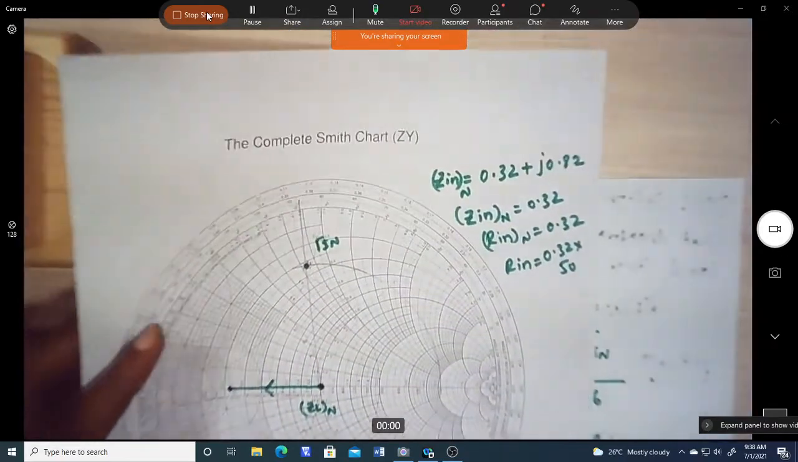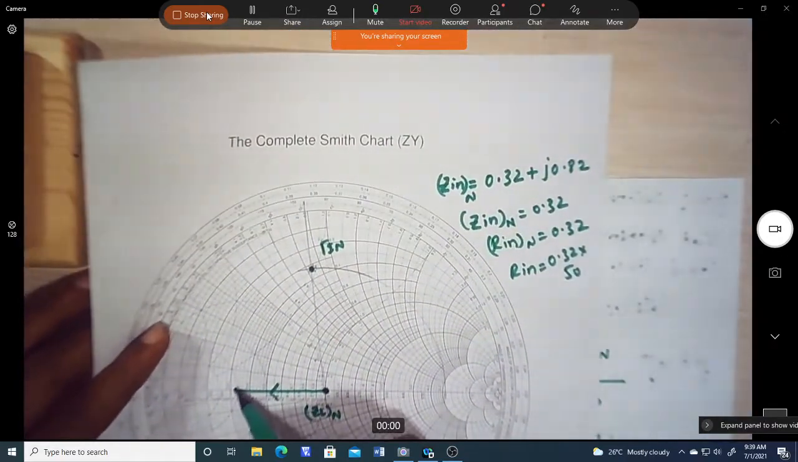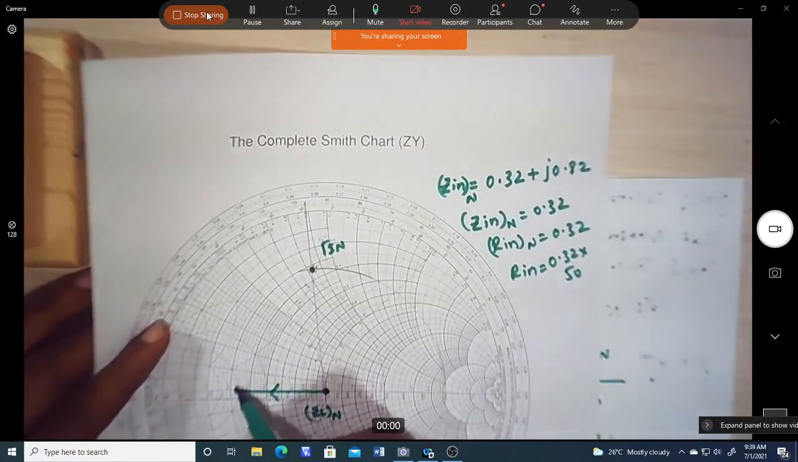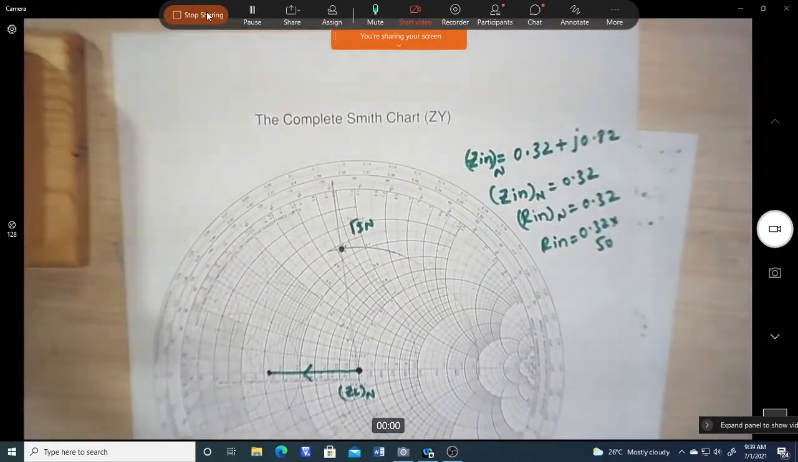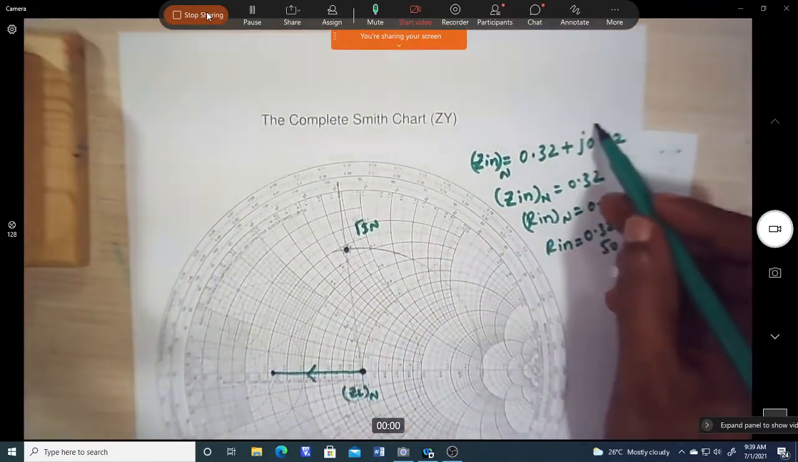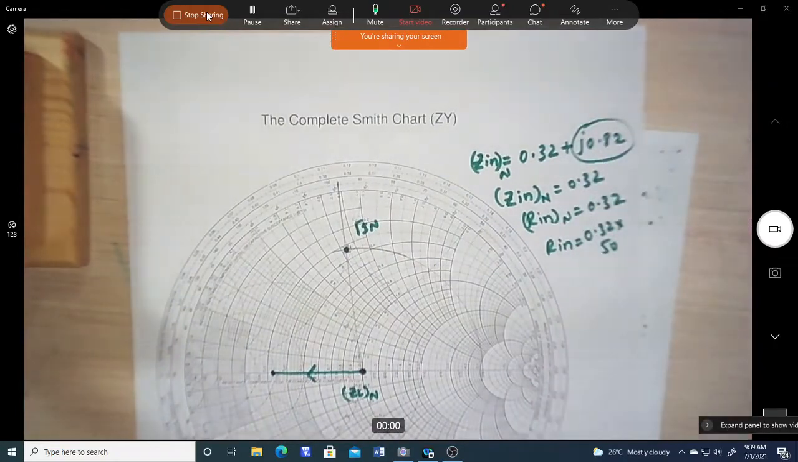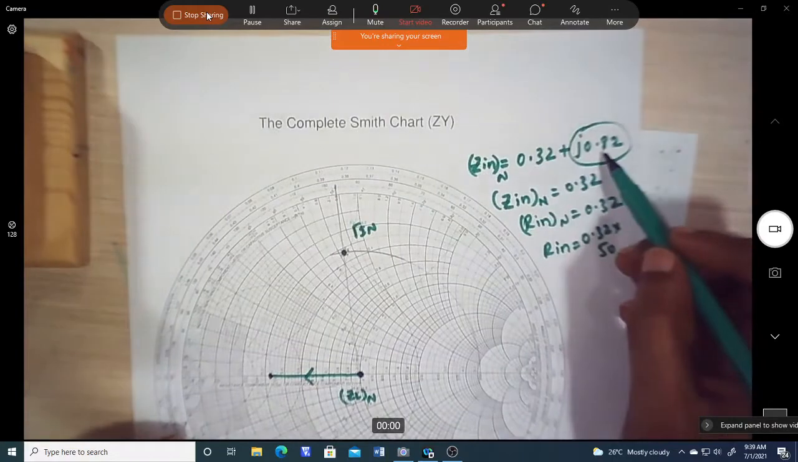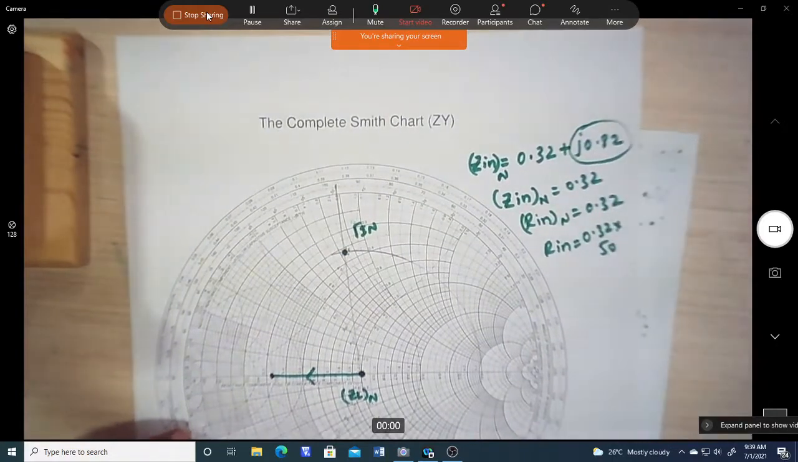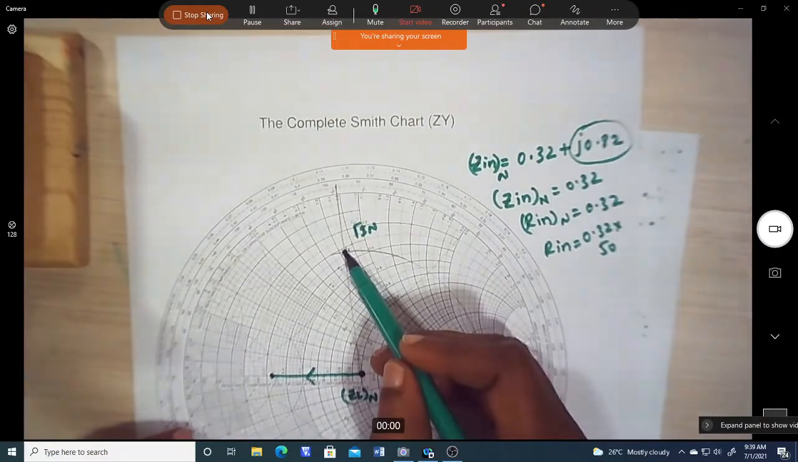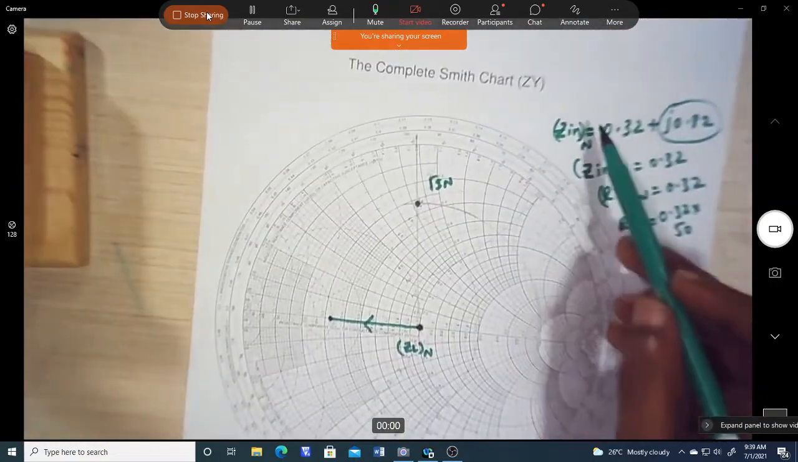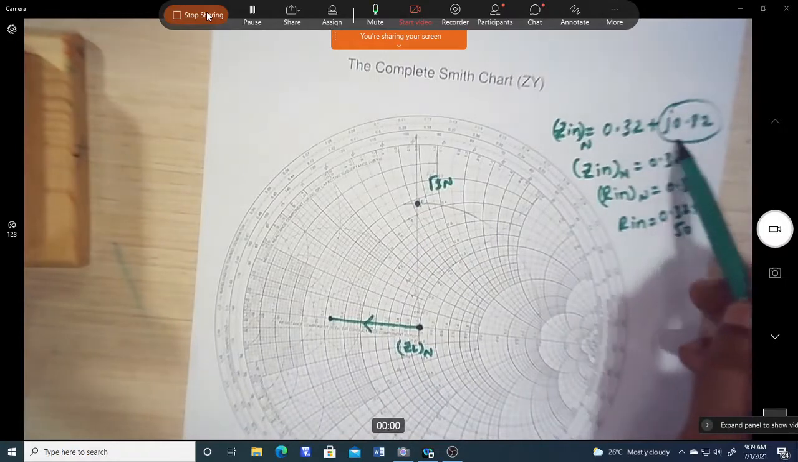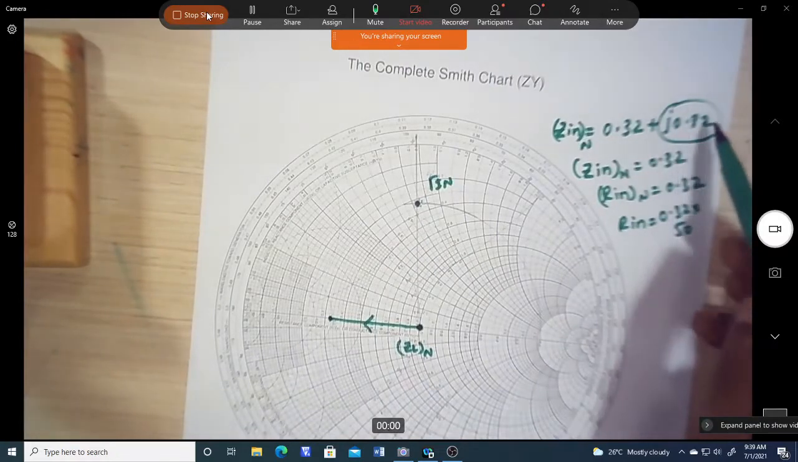Now we can see the value from here to here, we need to add the stub. That is what is important. What is the reactance value which is offered? That much reactance value we need to add by using the stub from this point, in order to get this point. So now we are taking the impedance value, and we need to add the series stub.